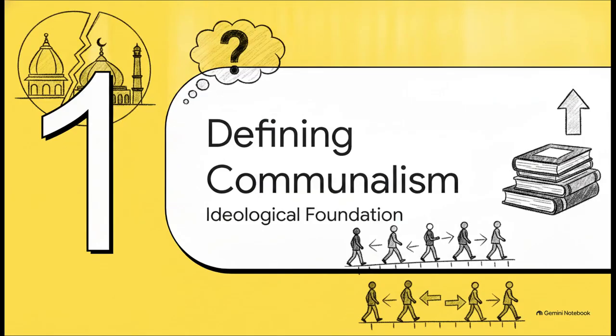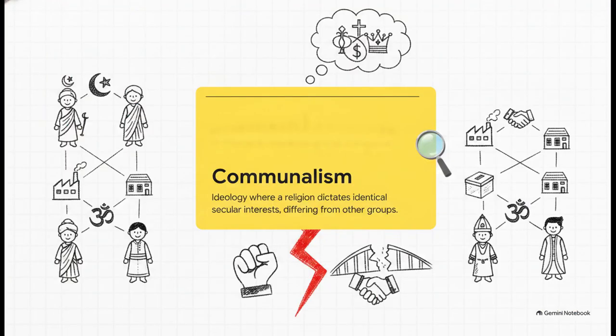All right, let's jump right into Section 1, defining communalism and its ideological foundation. So here's the crucial thing to understand right off the bat. This ideology goes way beyond just your spiritual beliefs. It directly ties a person's religious identity to their worldly, secular interests that inevitably end up clashing with those of other groups. It's basically the belief that just because you share a religion with someone, you automatically share the exact same economic, political, and social needs. And when religion becomes the main vehicle for secular competition, well, that society becomes completely primed for deep, deep division.